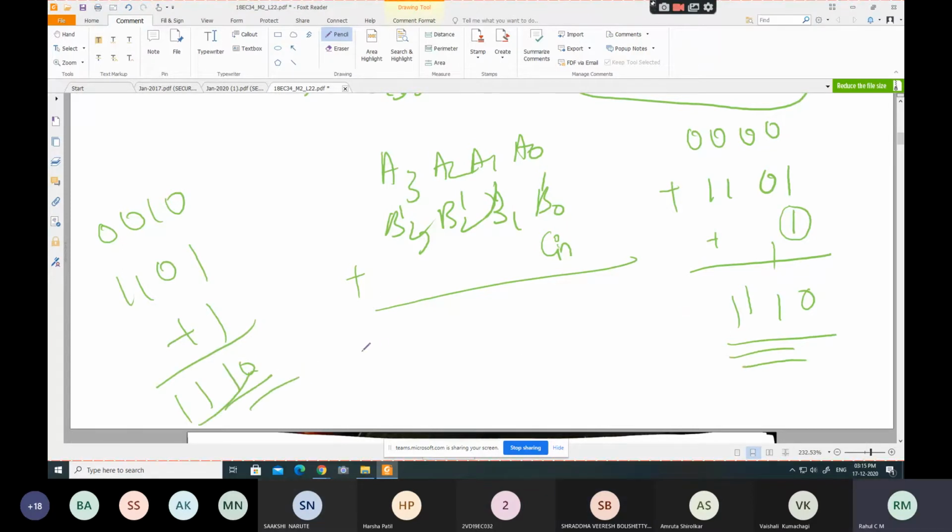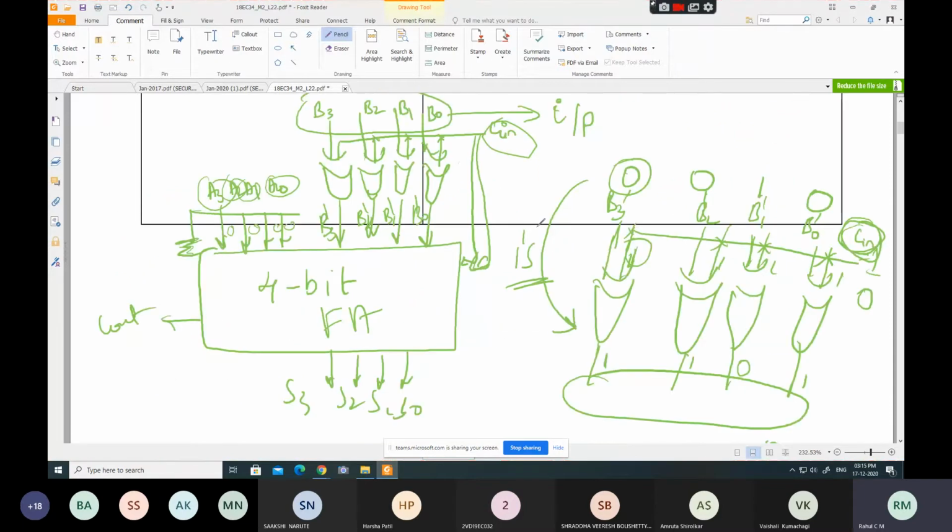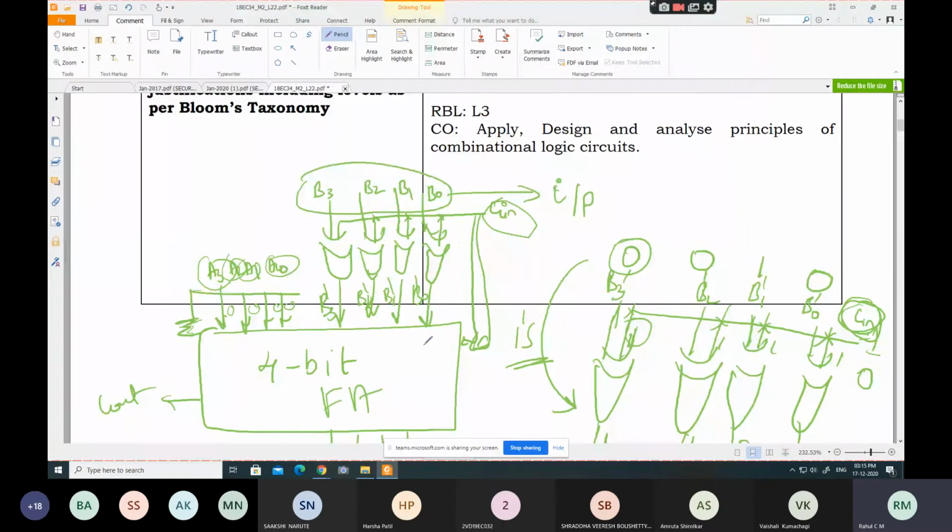Yes, sir. This is how you implement a combination circuit. This is the full combination circuit necessary for implementing a 2's complement number. Is it understandable? Yes or no?